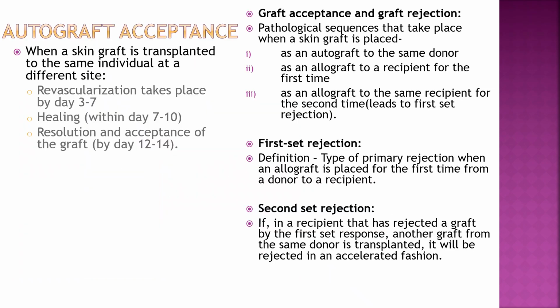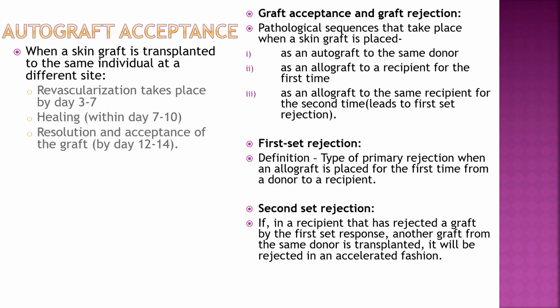Autograft acceptance: when, say, a skin graft is transplanted to the same individual at a different site, revascularization takes place by 3 to 7 days, healing within 7 to 10 days, resolution and acceptance of the graft by 12 to 14 days. Graft acceptance and graft rejection.